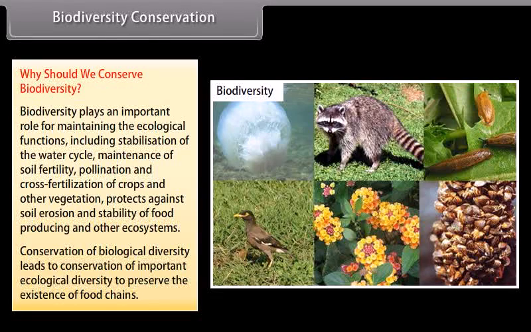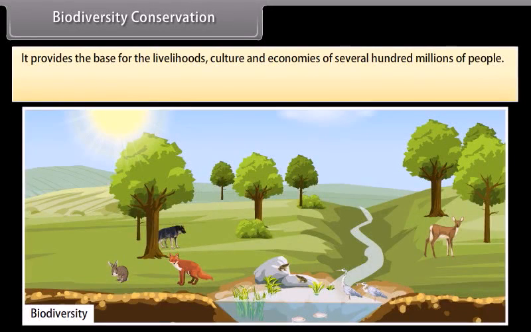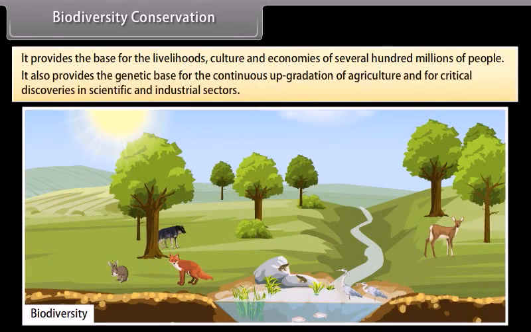Conservation of biological diversity leads to conservation of important ecological diversity to preserve the existence of food chains. It provides the base for the livelihoods, culture, and economies of several hundred millions of people. It also provides the genetic base for the continuous upgradation of agriculture and for critical discoveries in scientific and industrial sectors.